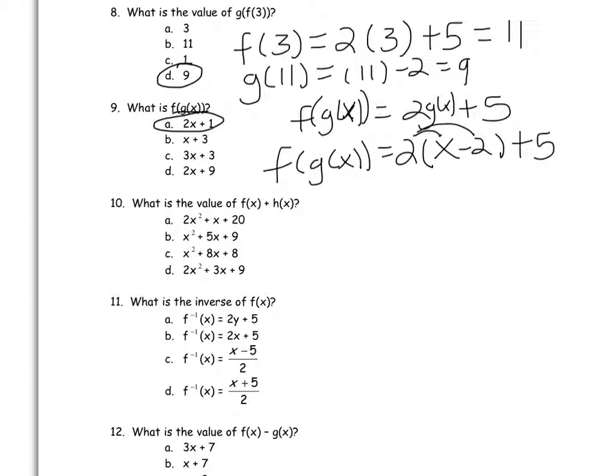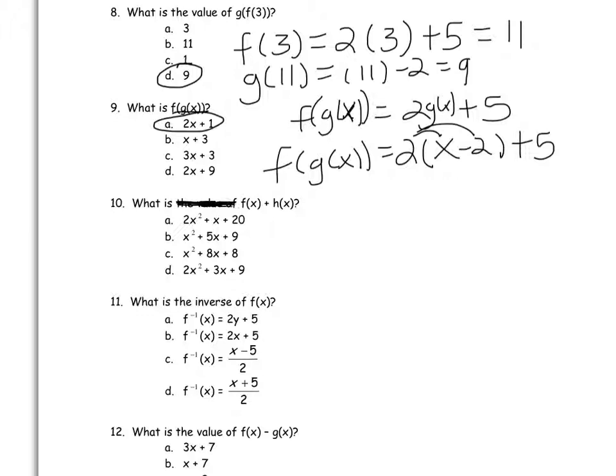So now, number 10, we're not composing functions, we're just adding functions. This says, what is the value of f of x plus h of x? Again, a lot of little typos here. Value implies that f of x plus h of x would be like a number. I just think that the question should say, what is f of x plus h of x?